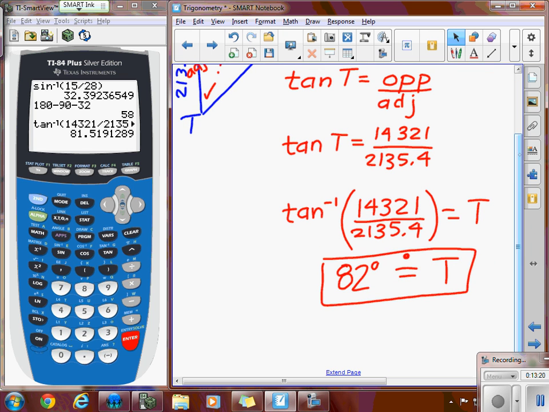So that's reviewing trig. Remember, to find a side, we cross multiply. To find an angle, we take the inverse trig ratio.